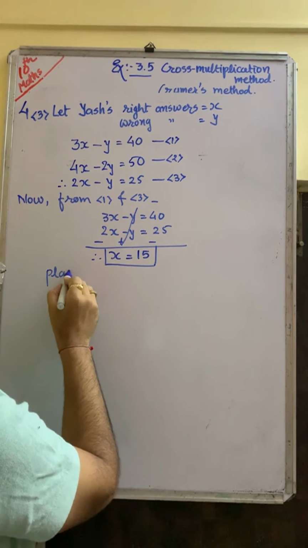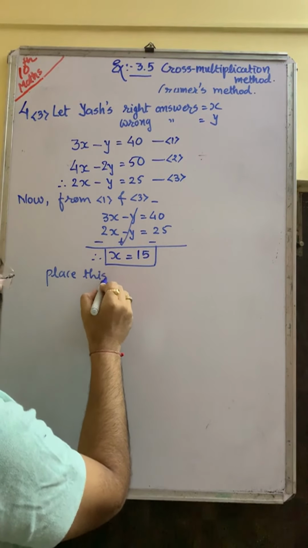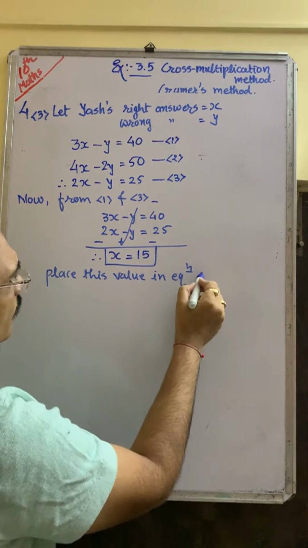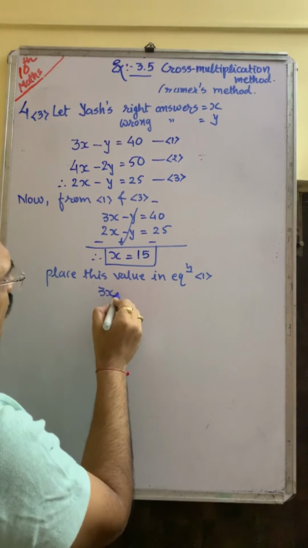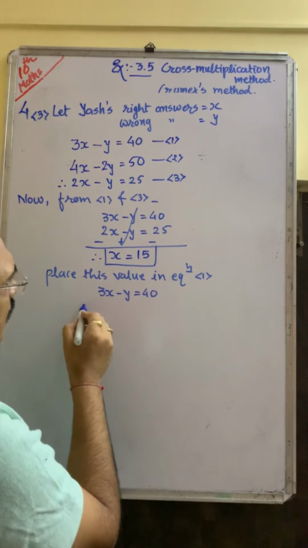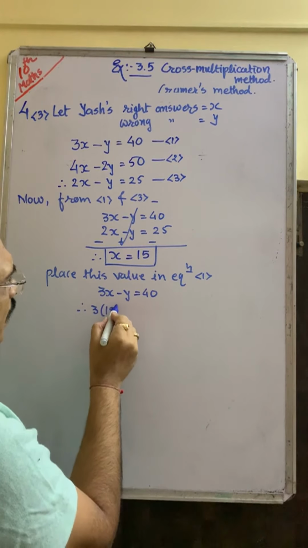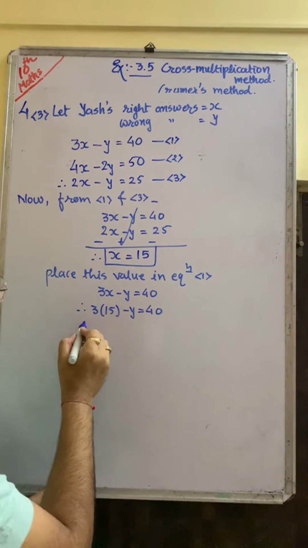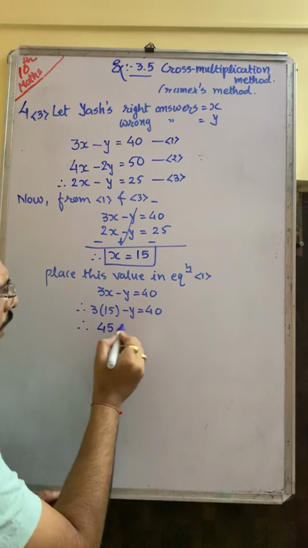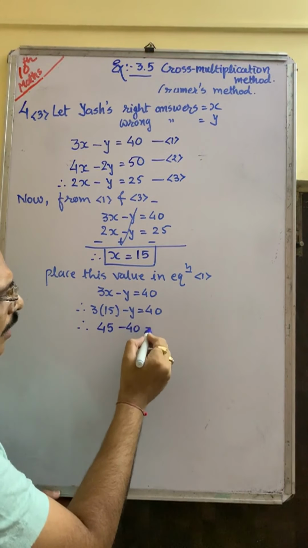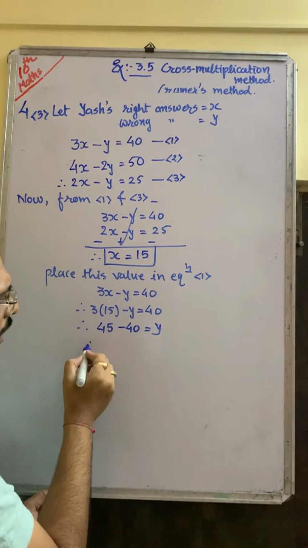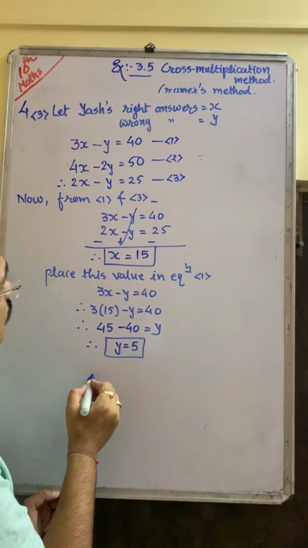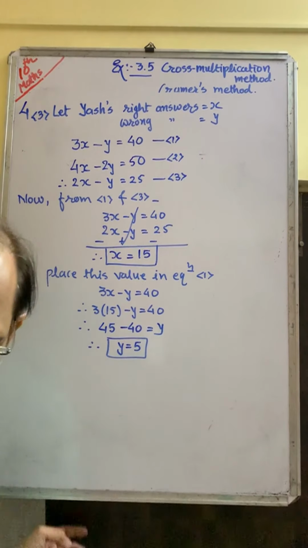Place this value in equation number 1. 3x minus y equals 40. 3 into 15 minus y equals 40. Okay, simplify. 15 3s are 45, plus 40 take this side, minus 40, and minus y take this side, plus y. So y equals 5.